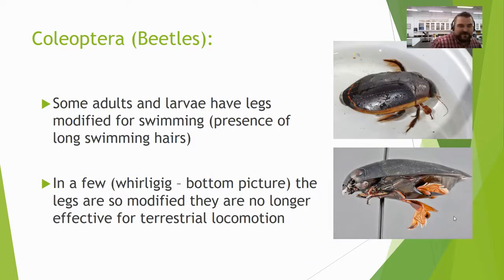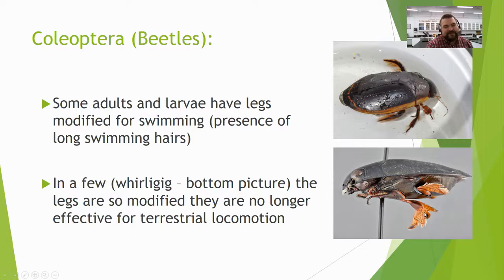A little bit more information about our beetles. Some adults and larvae have legs modified for swimming, and we can see that in the top right picture, as evidenced by the presence of those long swimming hairs, especially on the rearmost legs. In a few, like that whirligig beetle that we mentioned, this whirligig beetle here has a couple specialized features. He's so specialized for water. Those legs are so highly modified, just like paddles, that they're no longer effective for terrestrial locomotion.